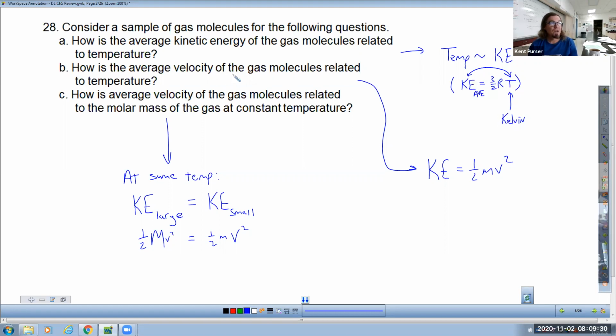How is the average velocity of the gas molecules related to the temperature? Well, if kinetic energy is related to temperature, and kinetic energy has this formula, as the temperature goes up, kinetic energy is going up. As the kinetic energy goes up, something on this side of the equation also has to go up. Now, the mass is going to stay constant because that's just whatever the gas particle's mass is. So therefore, the velocity has to increase. Remember, this V here is not V for volume, it's V for velocity.